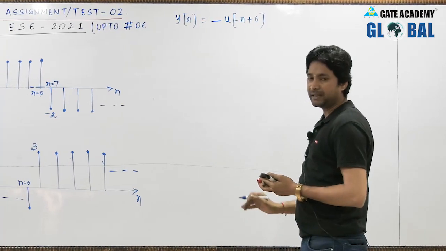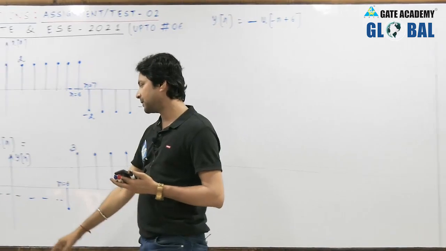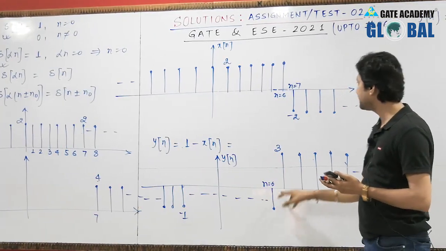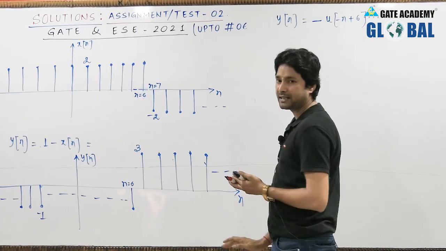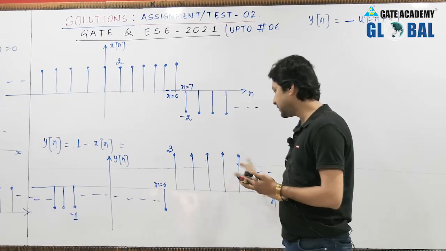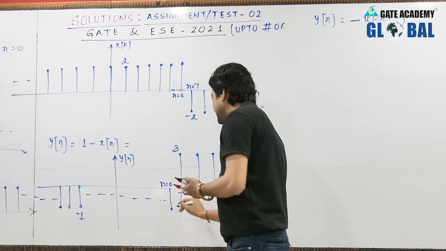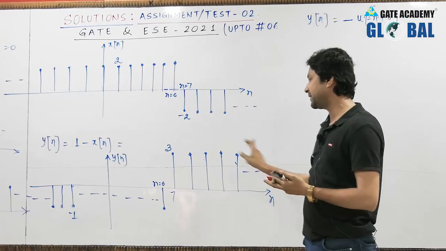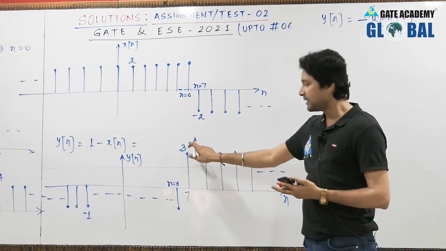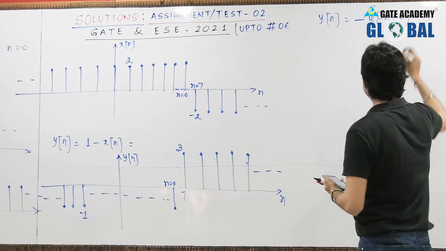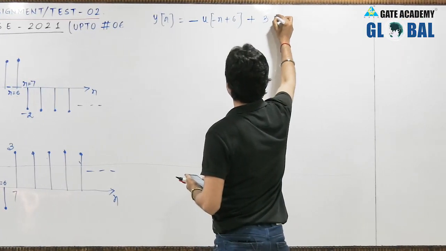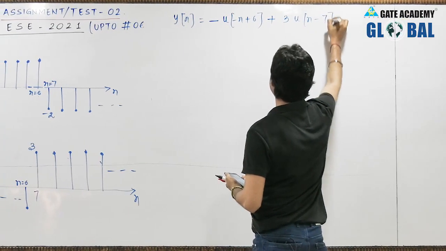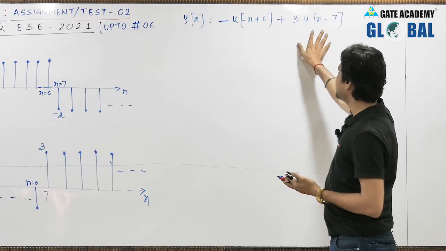Therefore, y of n for these values from minus infinity to 6 can be represented by the expression minus u of minus n plus 6. And for 7 to infinity, if there is a function that exists from 7 to infinity having all its values equal to 3, this part of the signal can be represented as 3 times u of n minus 7. Is it clear? Can you write it?